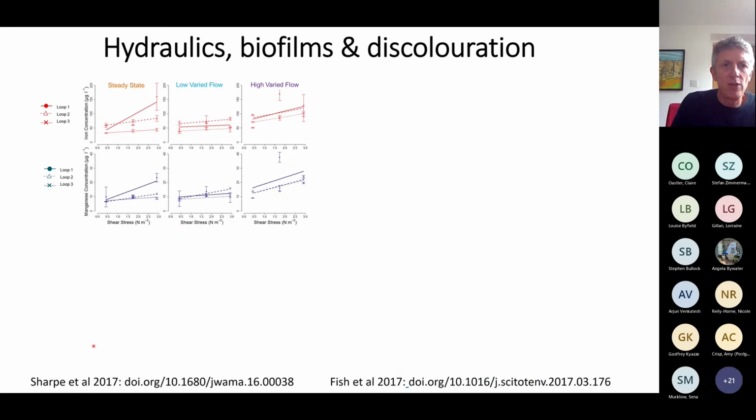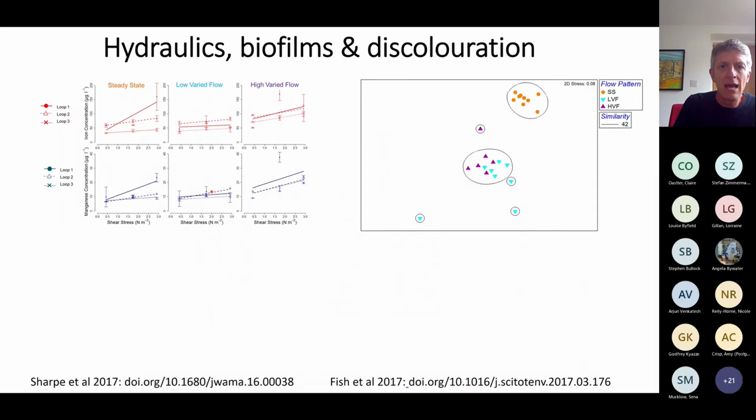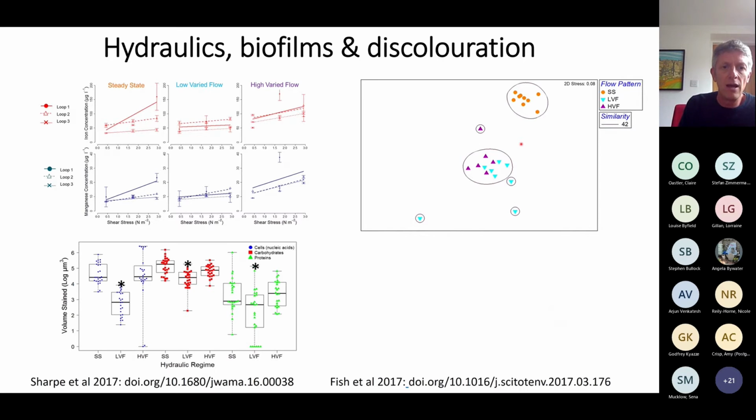So I'm going to take you back to, again, the steady state, the low varied and the high varied flow. We had that anomalous result that the low varied flow gave us least material. Actually, what we found when we looked at who's there in some detail, the steady state community was a little bit different to the low varied and the high varied flow. So that selective pressure of the cycling of the hydraulics that appeared to give us some benefits in terms of managing the amounts of material and discoloration risk was also giving us a slightly different community. Drill down to just look at that level.